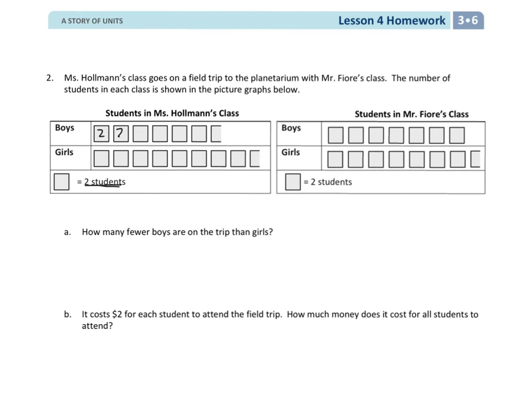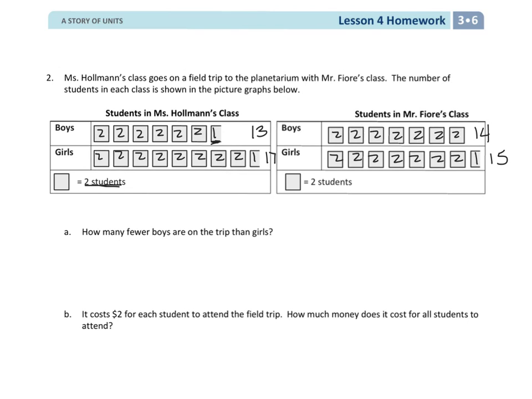So 2, 4, 6, 8, 10, 12, 13. And the reason why I went with 13 is that looks like a half a box to me, which would equal 1 because it's half of 2. For the girls, I have 2, 4, 6, 8, 10, 12, 14, 16, 17. For Mr. Fiore's class, 2, 4, 6, 8, 10, 12, 14. And for the girls, 2, 4, 6, 8, 10, 12, 14, 15.